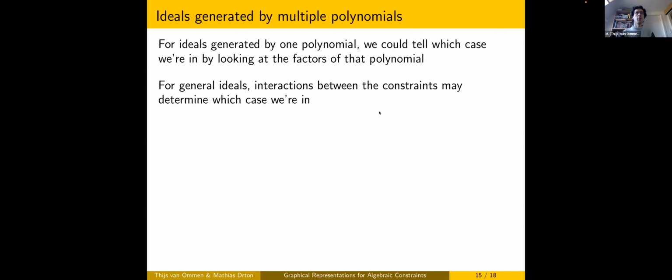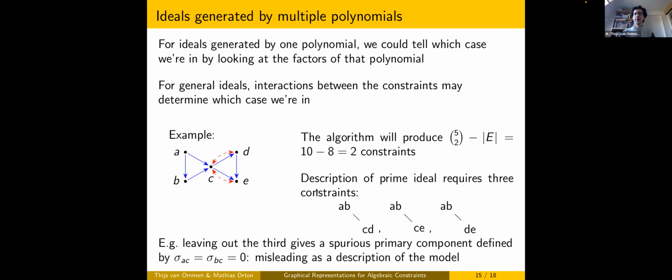So let's give an example where this and also some other problematic features appear. In this linear structural equation model, there are 8 edges. I only explained the algorithm for the bow-free case, and this graph does have bows. But it's still going to be the case that the number of constraints produced by the algorithm will equal 5 choose 2, the number of pairs of variables, minus the number of edges in this graph. So it will always produce 2 constraints.